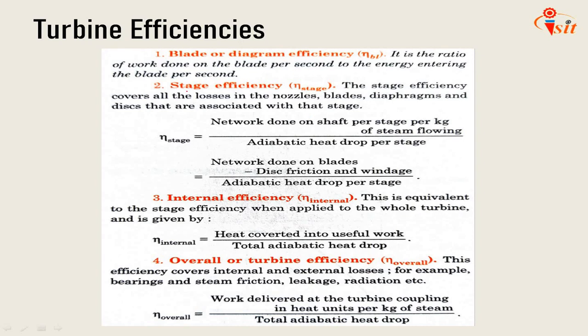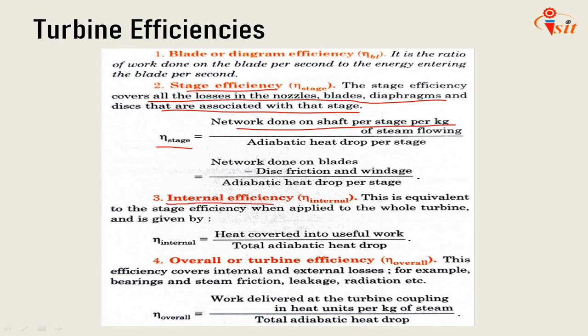Second is stage efficiency, eta stage. Now the stage efficiency covers all the losses in the nozzles, blades, diaphragms and disc that are associated with that stage. So it is very much important. Efficiency of stage will be the net work done on the shaft per stage per kg of steam flowing, to the adiabatic heat drop per stage. So net work done on blades minus disc friction and windage, and whatever other parameters we need to consider here, to the adiabatic heat drop per stage. So that will be the stage efficiency we need to calculate.